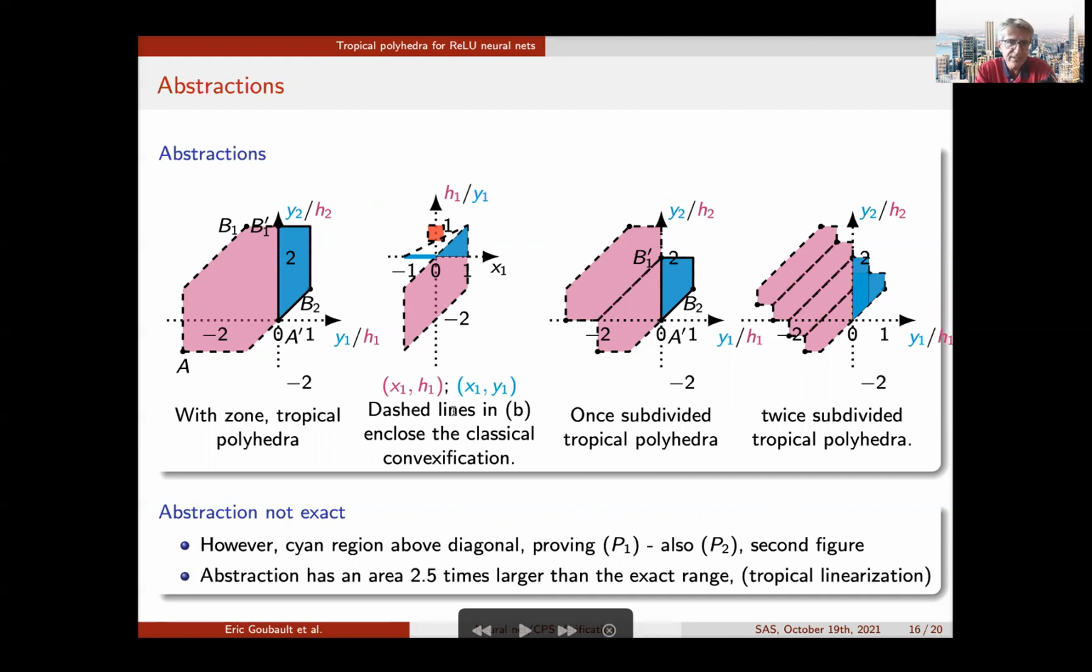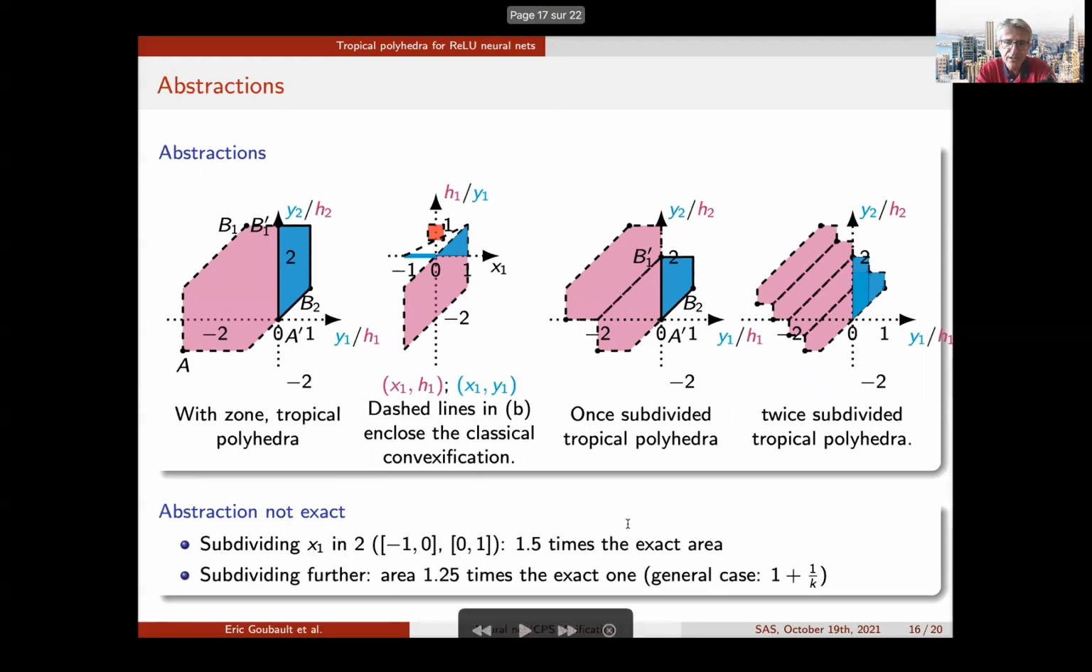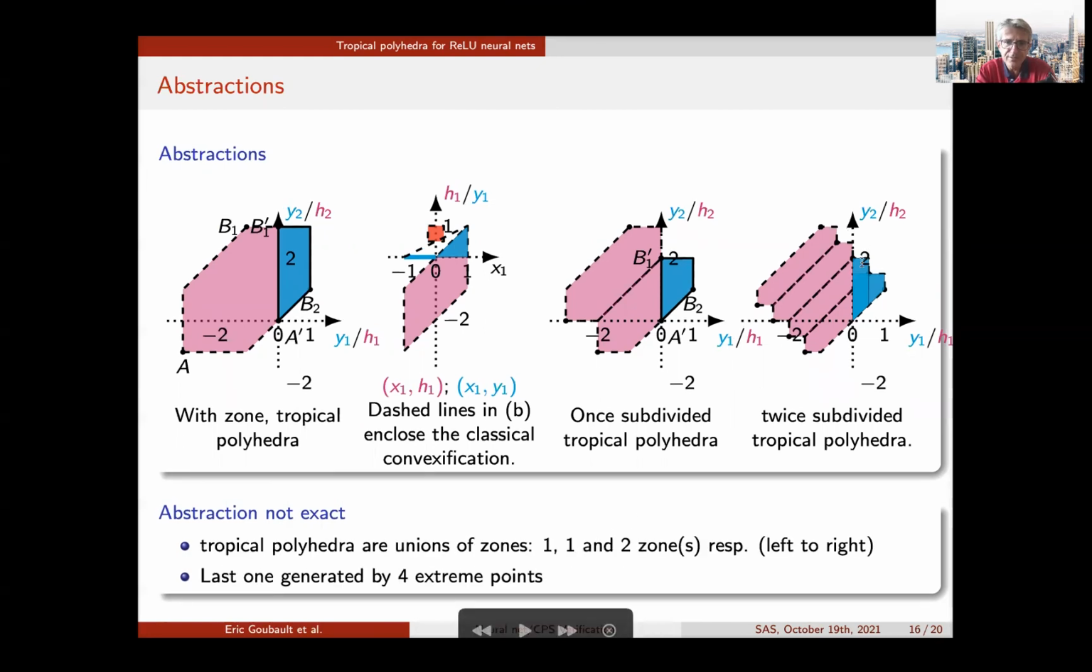We can refine actually this abstraction here to get smaller abstractions closer to the triangle here by subdividing the inputs and then taking the unions. Unions are computed as tropical polyhedra, and if you further subdivide, you get something closer and closer to the blue triangle, which is the exact result. So it's actually quite fast because these 4 subdivisions give you a tropical polyhedron in blue, which is the convex hull of just 4 extreme points.